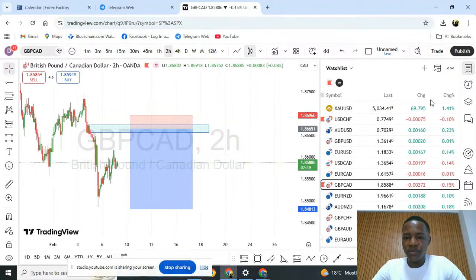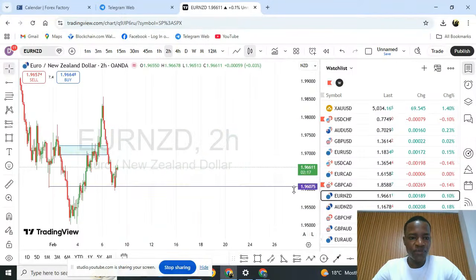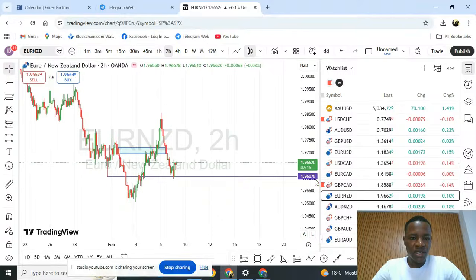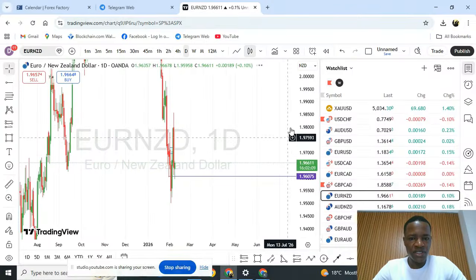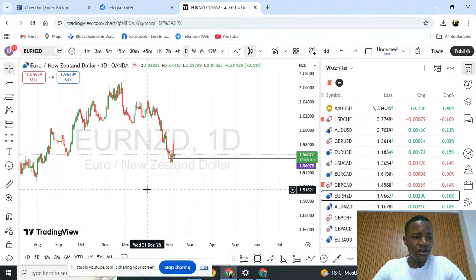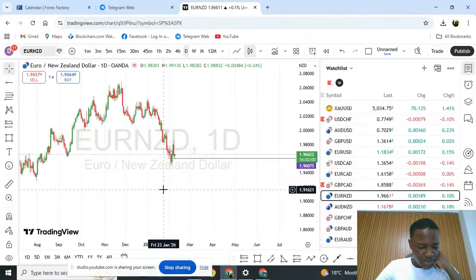And then let's go to EURNZD. Coming back to EURNZD. Why did we mark here? Because I remember when you did this analysis. Let's come back again to daily time frame. Let's check the overall trend of this market. The overall trend of this market is on a bearish trend. You can clearly see that's EURNZD. That market is on a bearish trend.